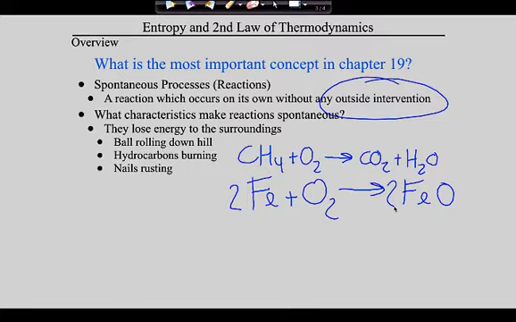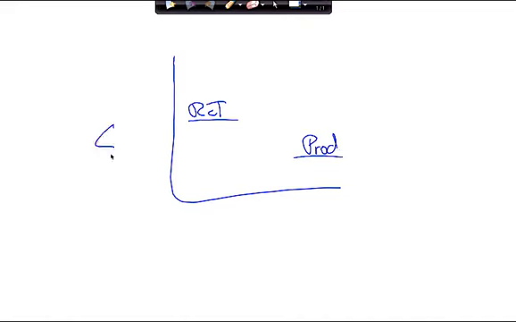Let me draw a picture. Here we have reactants. Here we have products. This is energy. When reactants become products, they don't do this. They do this. What's the nudge? You've got to get over the hump. What do we call the hump? Activation energy. That's the hump. The reason some of these need a nudge is because you need to add that minimal amount of energy called activation energy to get the process started. Does that make sense? Okay.